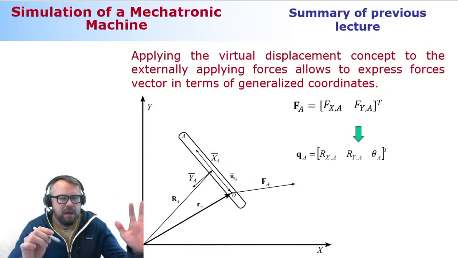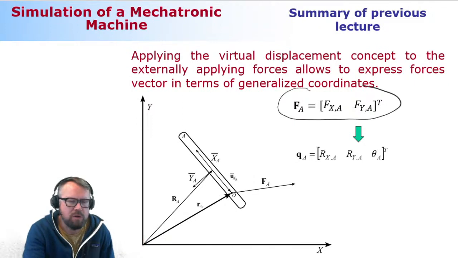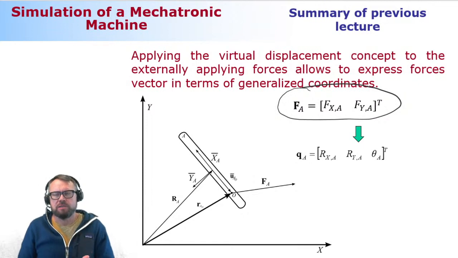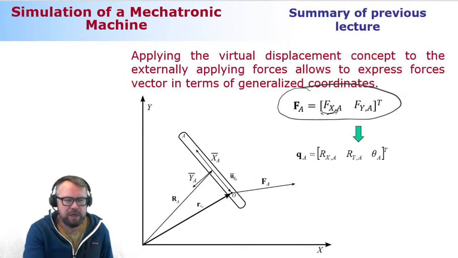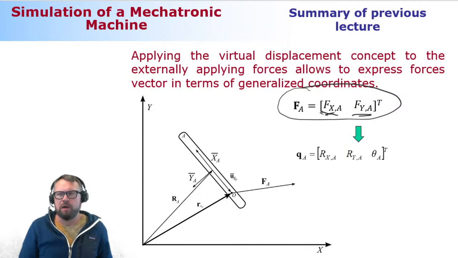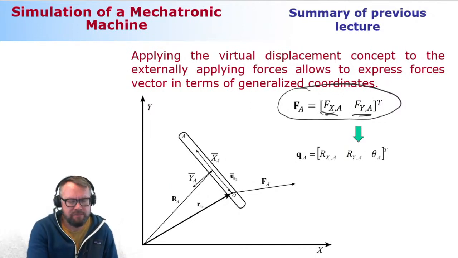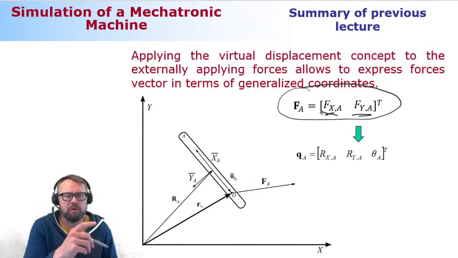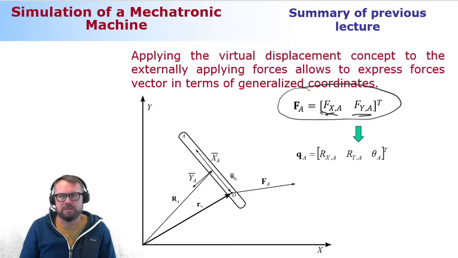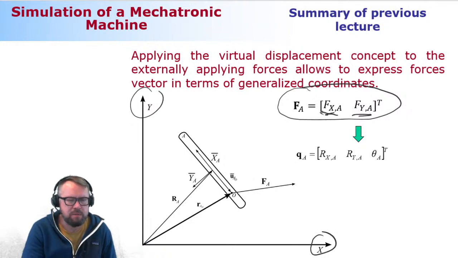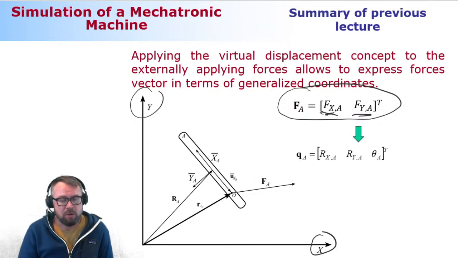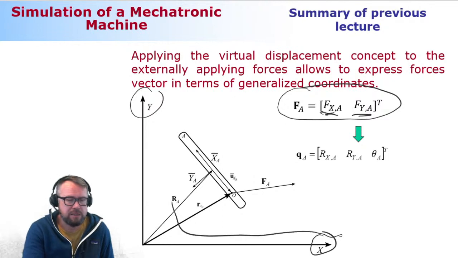Here's the deal. What we wanted to do is express all the forces in terms of generalized coordinates. Typically, forces are expressed in terms of global coordinates. An example is this force vector, which is expressed in terms of global coordinates. How do I know that? I can see that, first of all, the upper index is x and y. But more important than that, I can count the number of components here, and the number of components matches the number of global coordinates. The number of global coordinates is x and y, so that's two. So this is expressed in terms of this coordinate system.